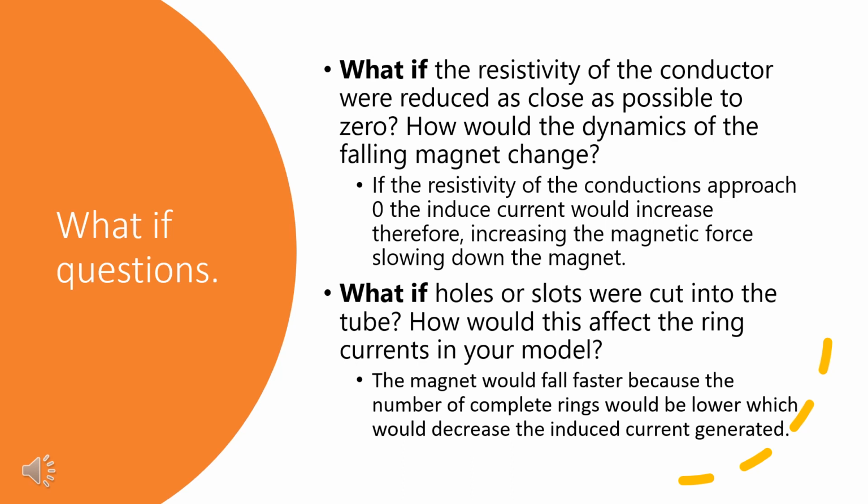What if holes or slots were cut into the tube? How would this affect the ring currents in your model? The magnet would fall faster because the number of complete rings would be lower, which would decrease the induced current generated.